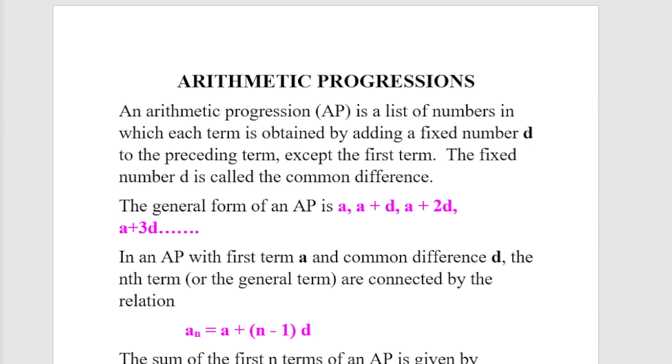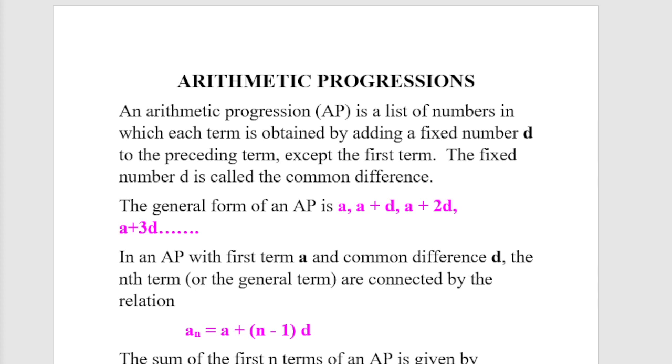In this video, you will be learning about what is an arithmetic progression. An arithmetic progression is a list of numbers that follows a certain pattern. The pattern is any term in the given sequence is obtained by adding a fixed number d to its preceding term except the first term. So the list of numbers that follows this pattern is called the arithmetic progression.